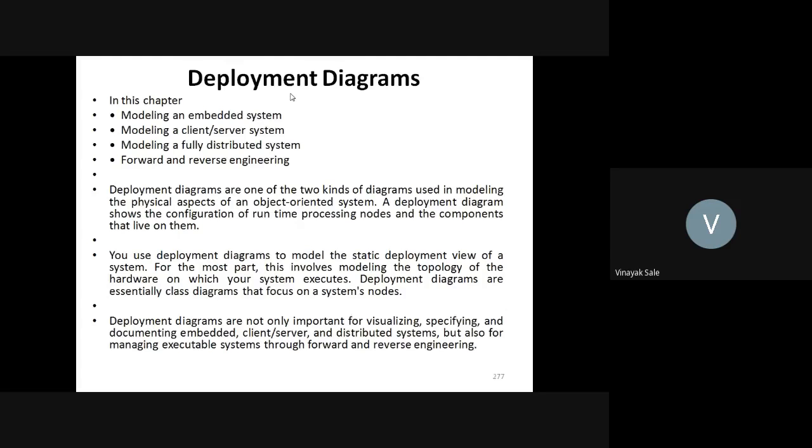aspects of object-oriented systems. A deployment diagram shows the configuration of runtime processing nodes and the components that live on them. You use deployment diagrams to model the static deployment view of your system. For the most part, this involves modeling the topology of hardware on which your system executes. Deployment diagrams are essentially class diagrams that focus on a system's nodes. Deployment diagrams are not only important for visualizing, specifying, and documenting embedded, client server and distributed systems, but also for managing executable systems through forward and reverse engineering.